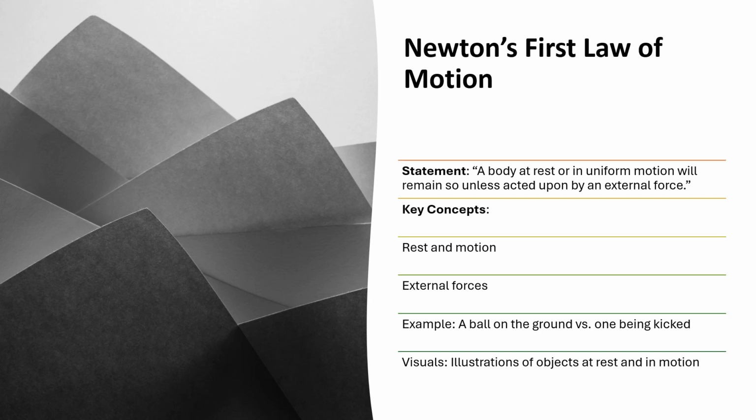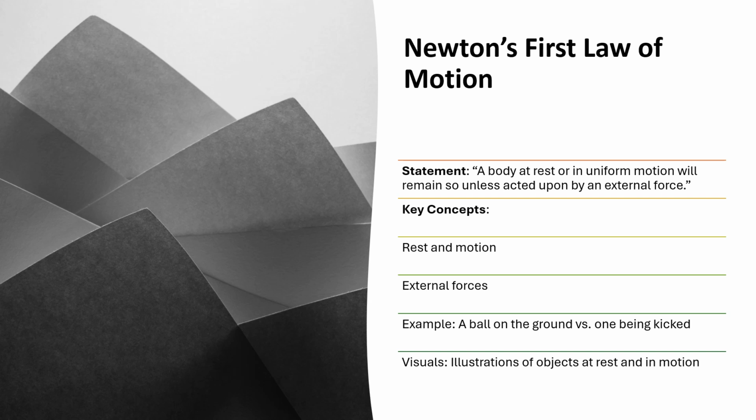So here's Newton's first law of motion. It states that an object at rest will continue to remain at rest, and an object in motion will continue in motion with the same speed and the same direction unless acted upon by an external force. This is also known as the law of inertia. Inertia is the tendency of an object to resist changes in its state of motion.